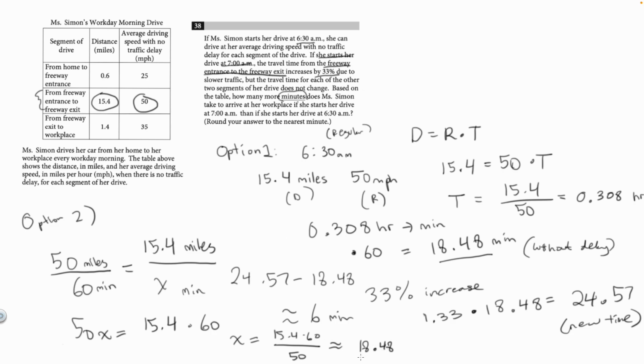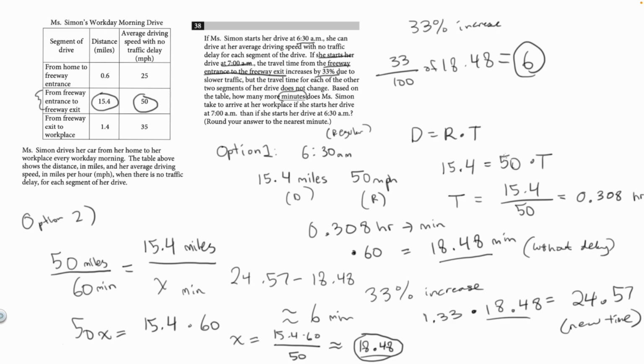Since we got the same number as our previous option 1 calculations, it says the freeway exit time increases by 33% due to slower traffic. So it's a 33% increase, and we're finding the difference between the delayed time and the original time. So we can just take 33% of the time that we found, 18.48, and we get about 6. So both answers are the same, and we have two options that we can choose from.